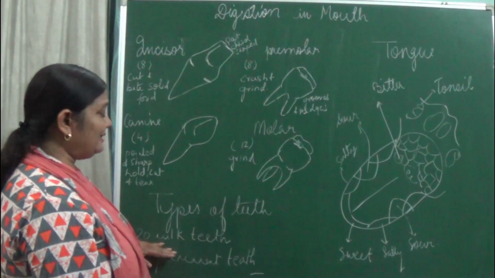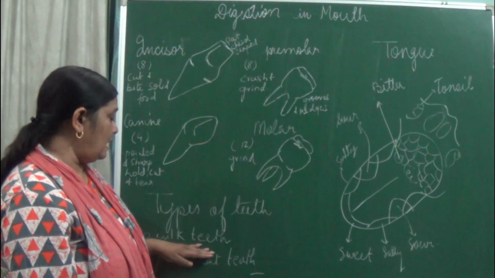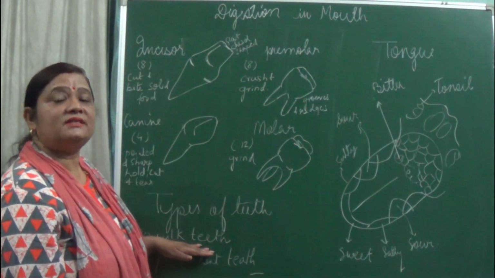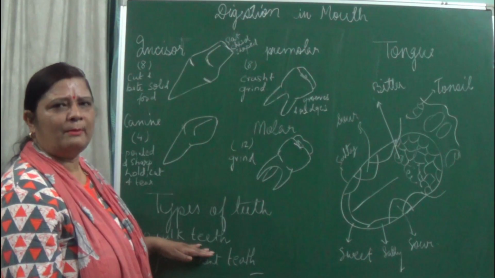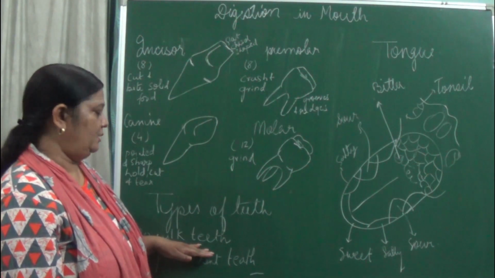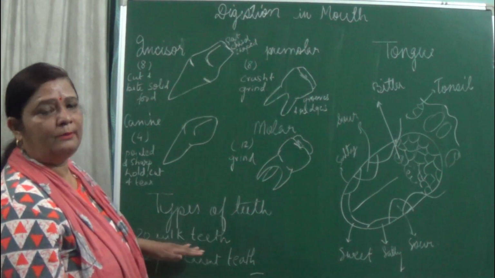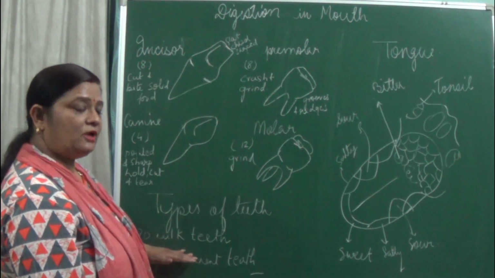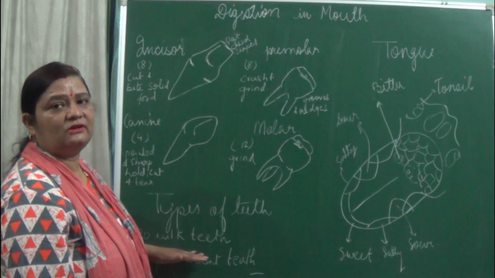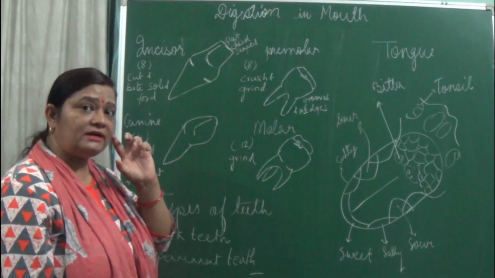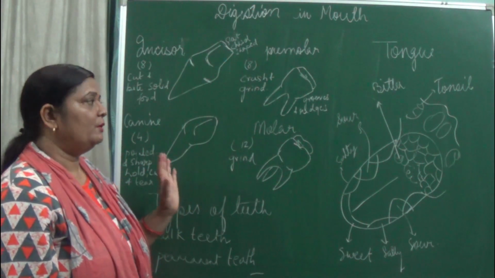So milk teeth, what happens? They start coming out when small babies are 6 months or above, though it varies. Afterwards, when they grow up, these teeth fall off and the permanent set of teeth starts coming. These teeth are present in sockets inside the jaws.